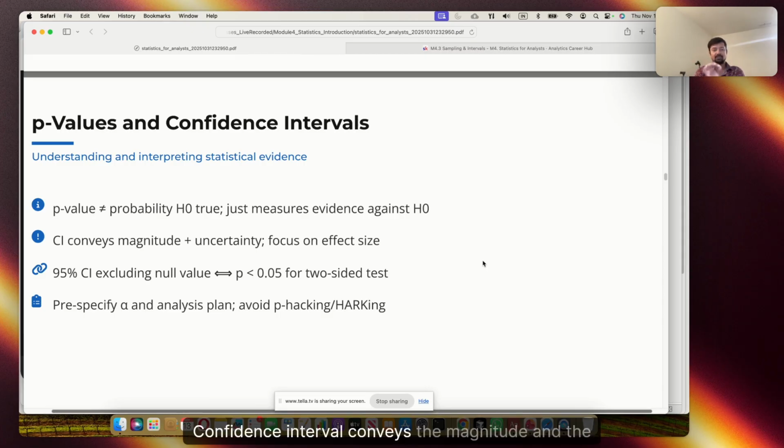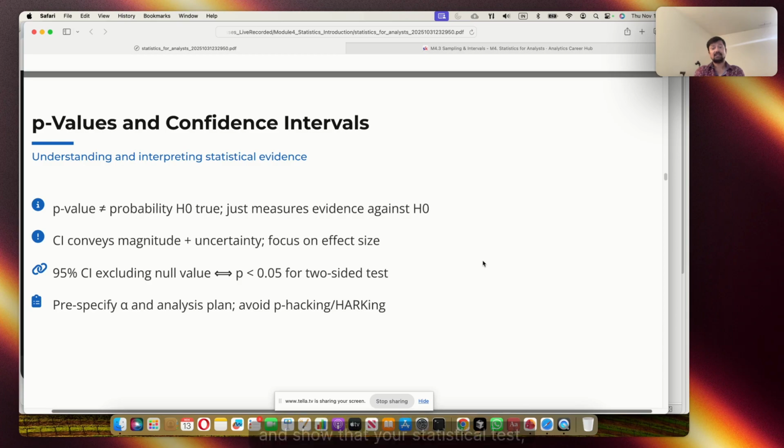Confidence interval conveys the magnitude and the uncertainty. So whenever you report the confidence interval along with the p values, that means you are covering the uncertainty in the data, and you are focusing on the effect size. A 95% confidence interval excluding the null value, and p values less than 0.05 for a two-sided test, are the ideal things to report in the statistical data, so that whatever test you are reporting is significant.